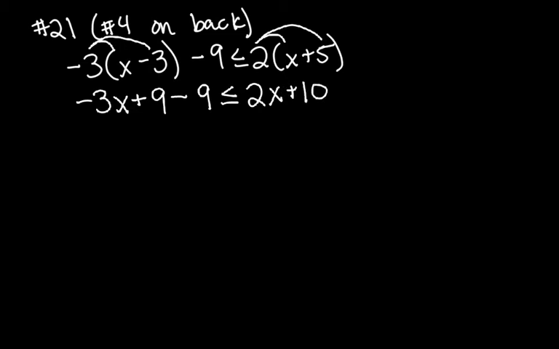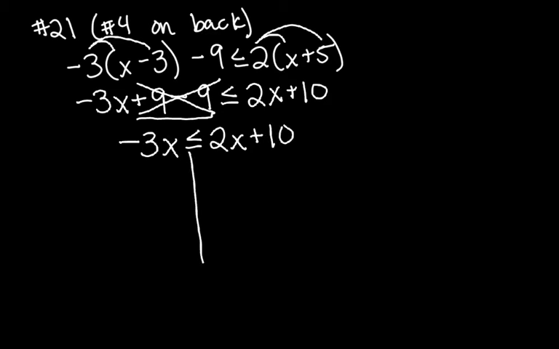Now, I am going to do this 9 minus 9. I don't have to do the same thing on both sides because they're both on the left. I'm just simplifying the left side. 9 minus 9 is 0, so it cancels out. So I'm left with negative 3x is less than or equal to 2x plus 10.